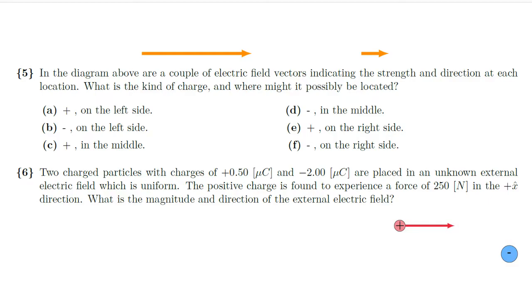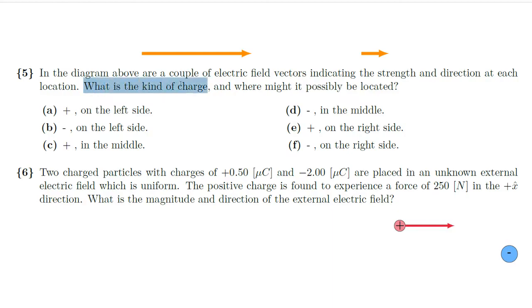Number 5. In the diagram above, okay, so this is a small diagram, so we're referring to these arrows that I'm actually showing right here. In the diagram above are a couple of electric field vectors indicating the strength and the direction at each location. So here at this location, you have the electric field pointing to the right, and it's comparatively large in comparison to, at this point, yeah, the electric field is still pointing to the right, but now it's weak.